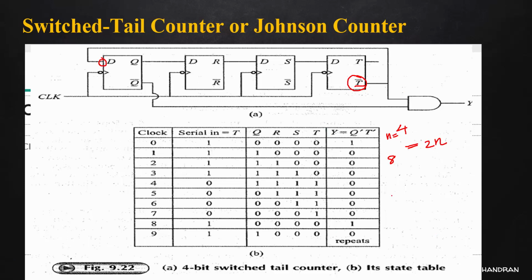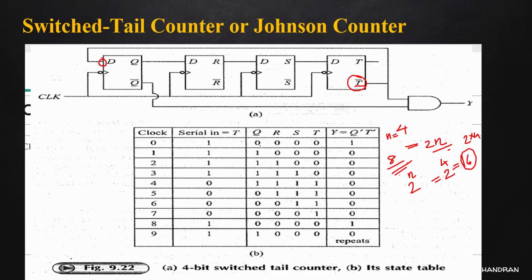So we know that in general, if n bits are available, suppose here n equal to 4 bits are available, the maximum possibility of different states is 2 to the power n, that is here 2 to the power 4, 16. From those 16 different states, it will generate only 2 into 4, 8 different states. In general, we can say if n different bits are available, the Johnson counter will generate 2n different states. After that, it will repeat.